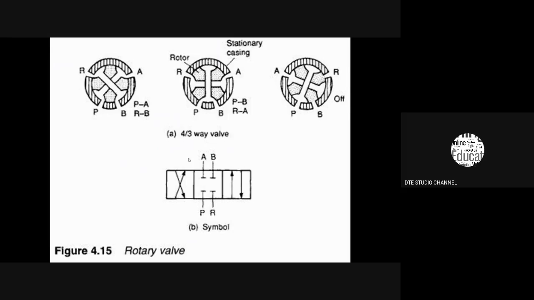Another type of spool valve is the rotary spool valve. Instead of moving a sliding spool as in the sliding spool valve, there is a rotation of the spool inside the valve body. The sectional view of the rotary spool valve is shown in the figure. The rotor can be rotated. It has two passages. For the flow of fluid, two paths are made in the rotor. The rotor can be rotated inside the valve body.